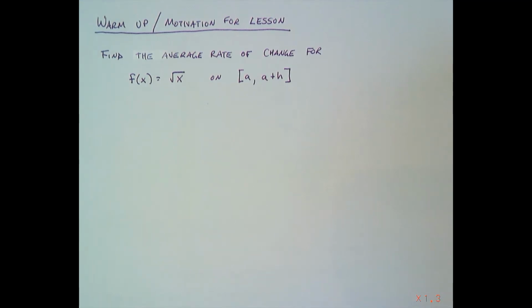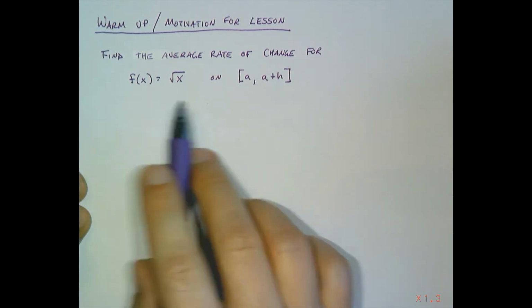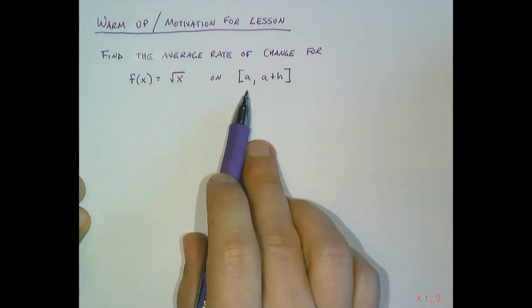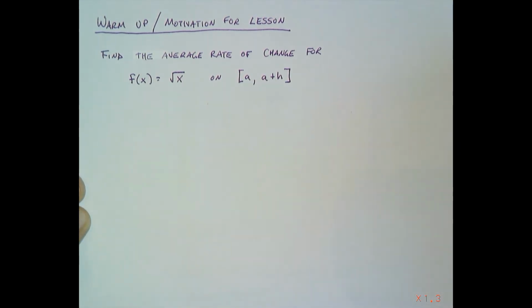All right, so we're going to dive into the second part of the limits intro notes. But first I wanted to do this warm-up, which is find the average rate of change for f of x equals the square root of x on the interval a to a plus h. And again, this is going to be flexing on our algebra skills, perhaps even hitting on something that some of you haven't seen before. So let's work through this together. If you want to try it on your own, go ahead and pause the video.